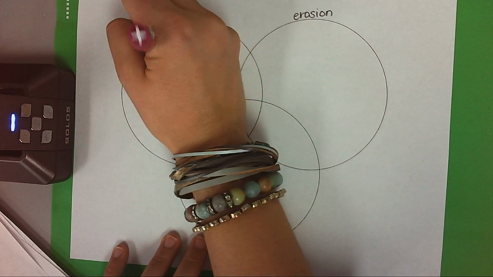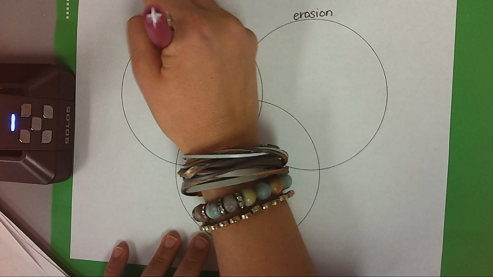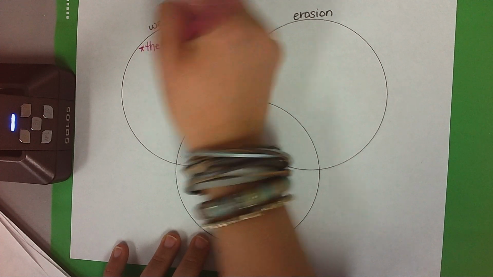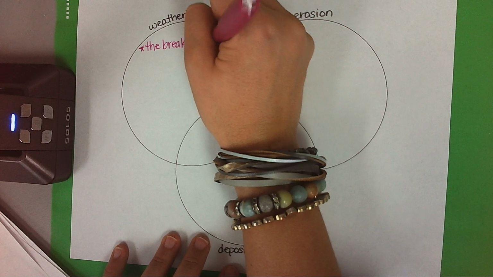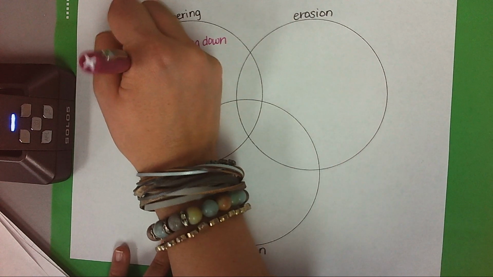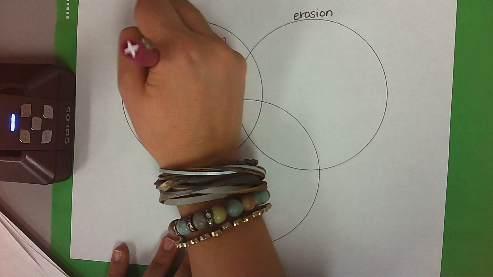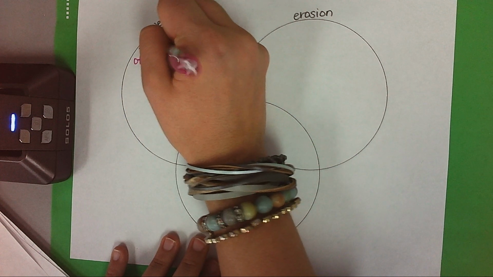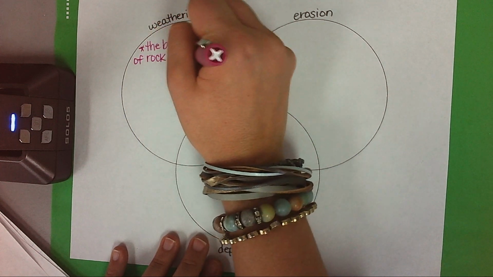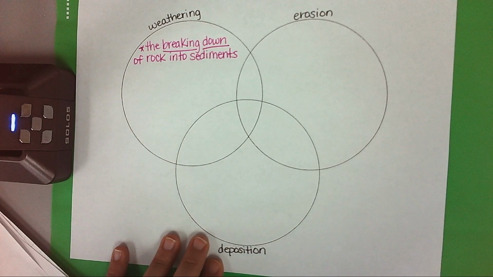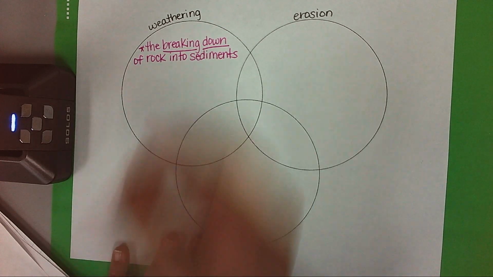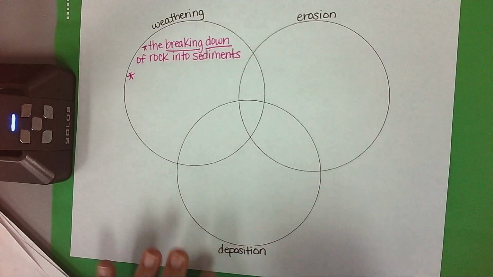Weathering is the breaking down of rock. So it actually breaks it into sediment. Okay, so it is the breaking down of rock into sediments. The breaking down, that part is super important. All right, so what do we know about weathering?